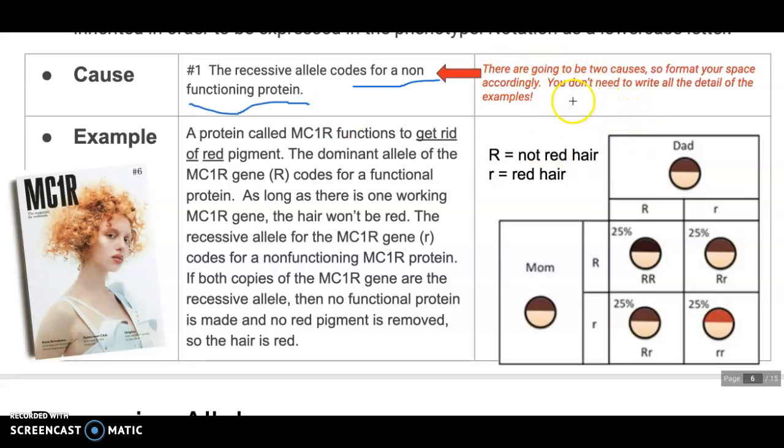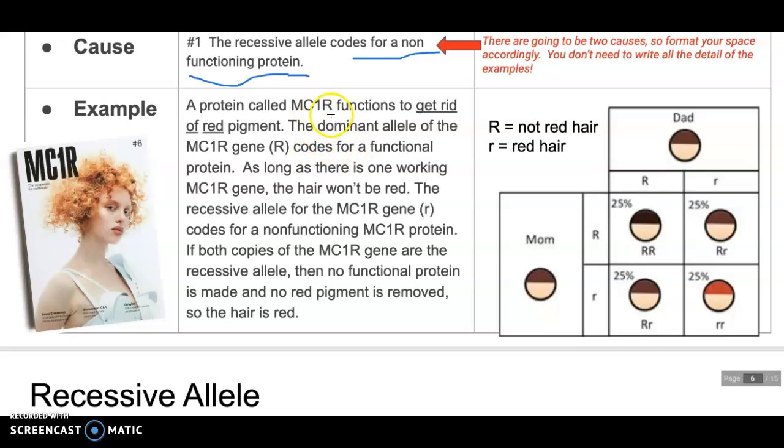There's actually going to be two causes. Don't write all of the detail in the examples, okay? The example is going to be a protein called MC1R. So this is our skin color protein, right? This is our melanin protein that we've looked at before. This also helps to code for hair color.